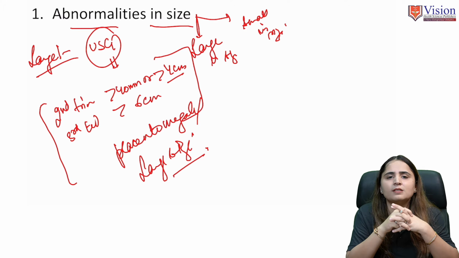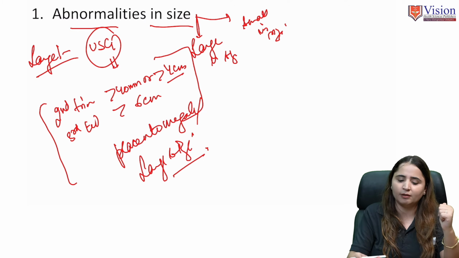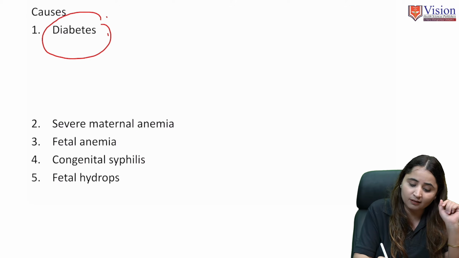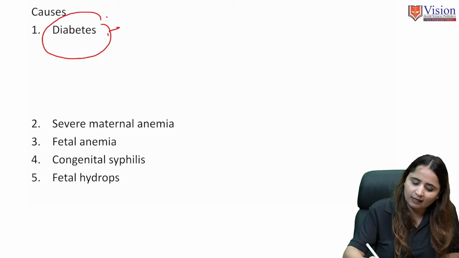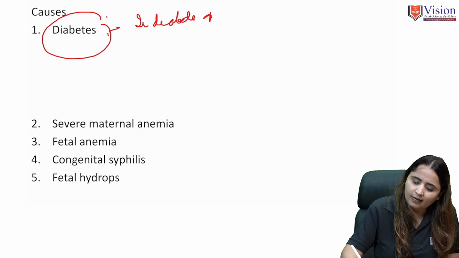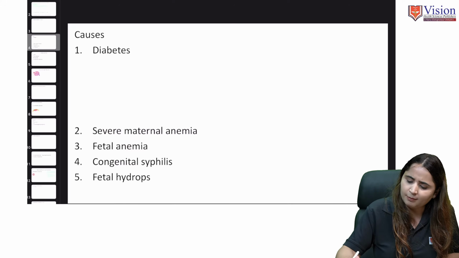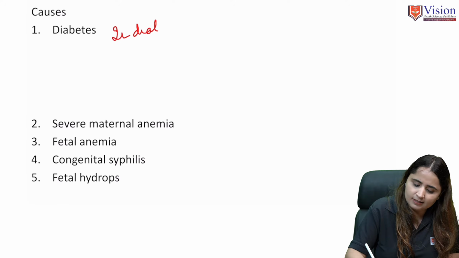So what are the causes? What conditions cause this placentomegaly, or increase in the size of the placenta? The first is diabetes, maternal diabetes. It plays a very crucial role. We all know that in diabetes there is an increase in blood sugar.